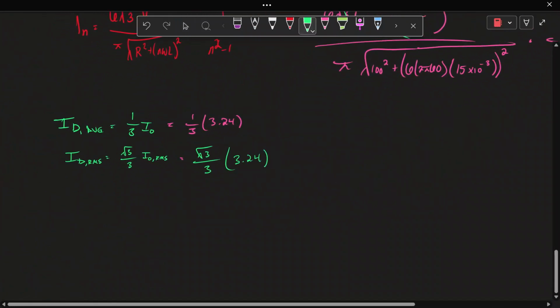So now we'll plug this into our calculator, and we'll get an answer of 1.08 amps with our average diode current, and 1.87 amps RMS for our RMS current.